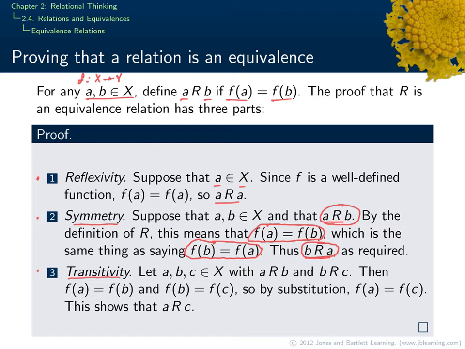Finally, we have transitivity. We take three objects in our set X, and suppose that A is related to B, and B is related to C, and our objective is to show that A is related to C. If A is related to B, then f of A is equal to f of B. If B is related to C, then f of B is equal to f of C. But now, ordinary equality is transitive, so f of A is equal to f of C. In other words, A is related to C, which is what we wanted to show.